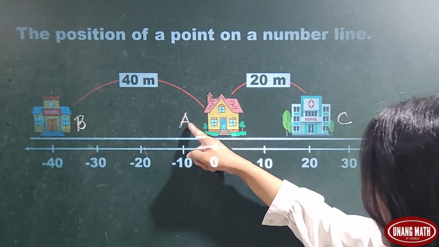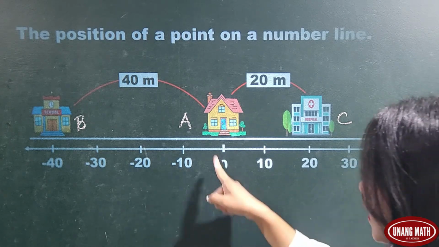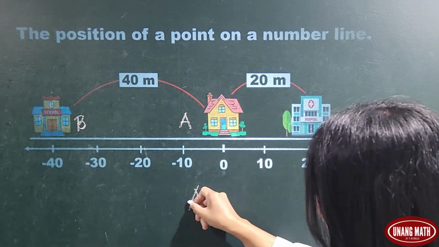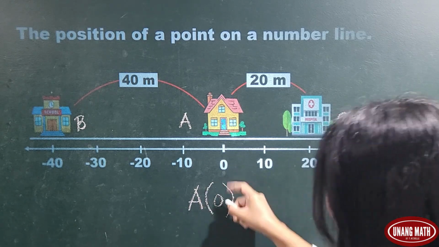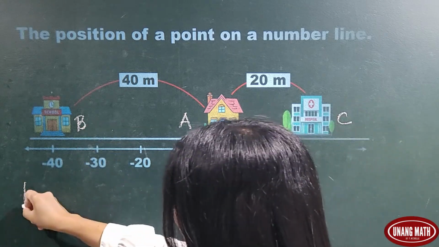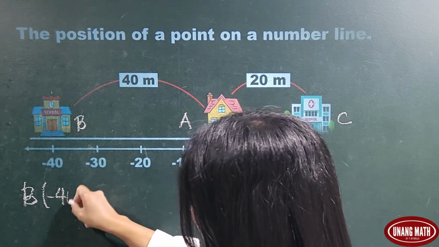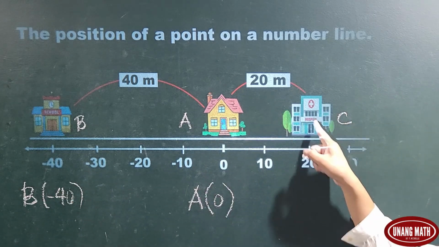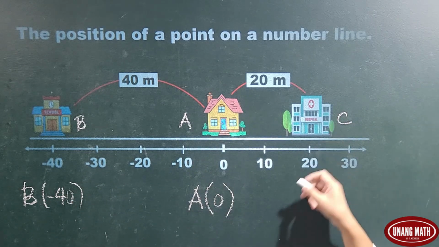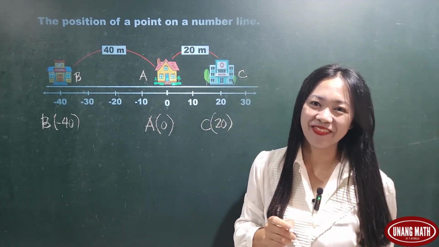Okay, for point A, it's 0. So it means the coordinate of point A is 0. Okay, what about point B? The coordinate of point B is negative 40. And for point C, the coordinate of point C is 20.